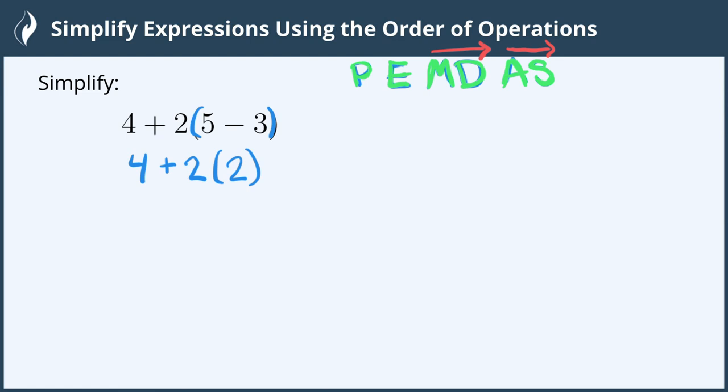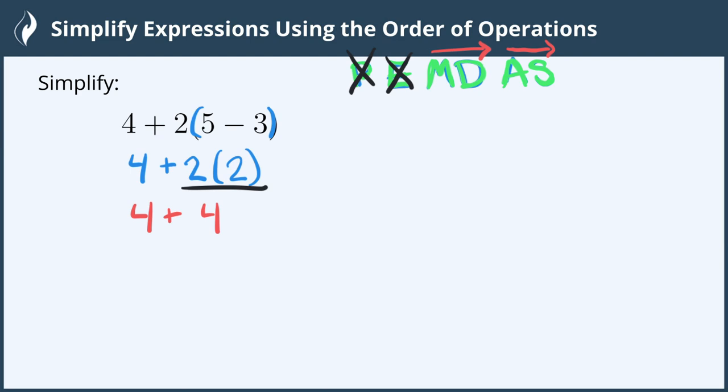The next thing I look for, now that I've completed the parentheses, is any exponents, and I don't have any. So I move on to the multiply and divide step from left to right. There is only one multiplication and no division, so I'm going to do the 2 times 2 first and copy everything else down. Since the 4 is not going to be added yet, we are going to do 2 times 2, which gives us 4, and we've just copied the other 4.